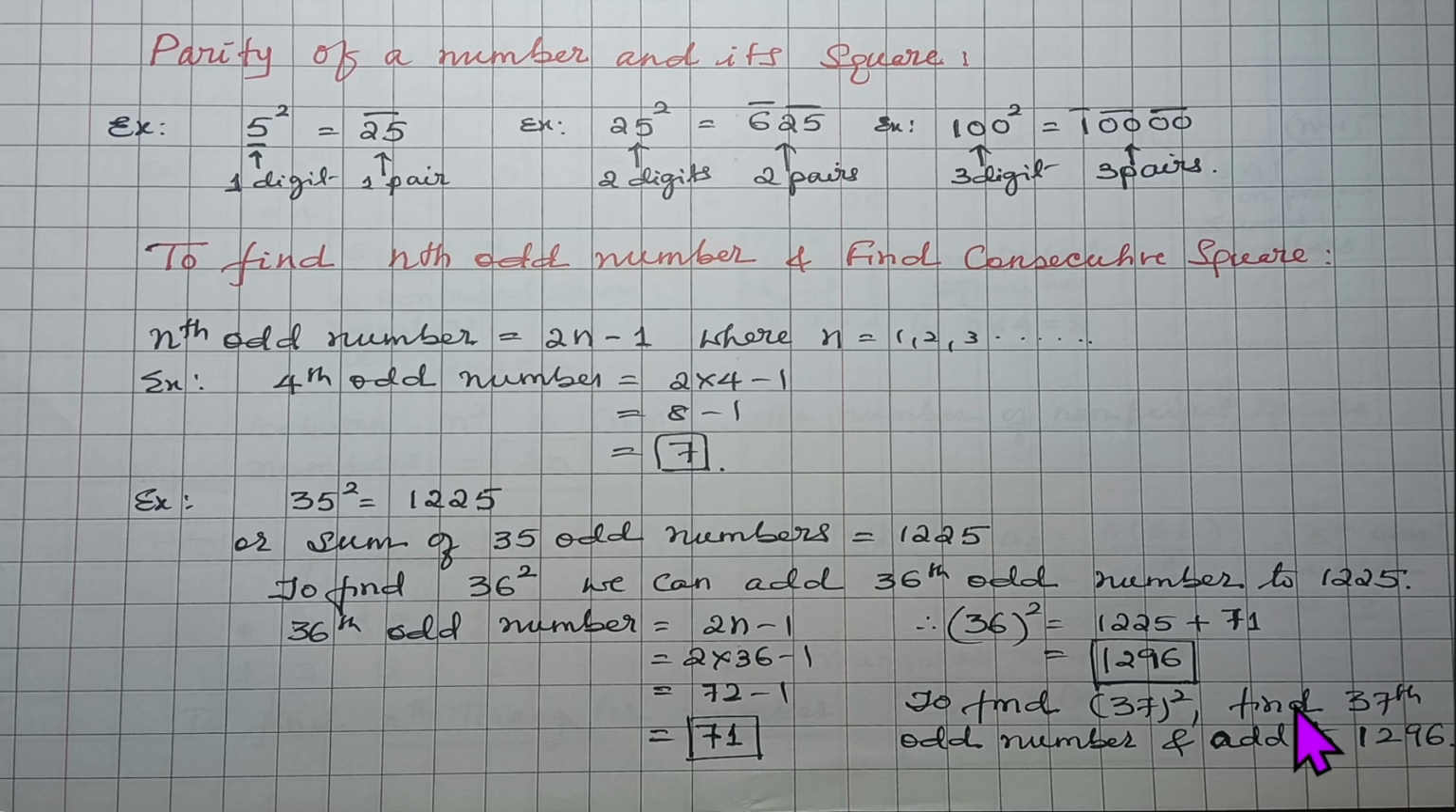Please understand, find out the 37th odd number and add it to 1296. Supposing you want 38 square, then find out the 38th odd number and then add it to 37 square. So that is how things go on. Please remember, a very simple but very interesting method of solving.